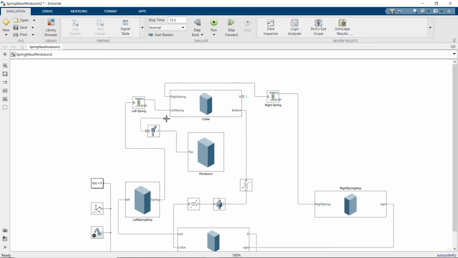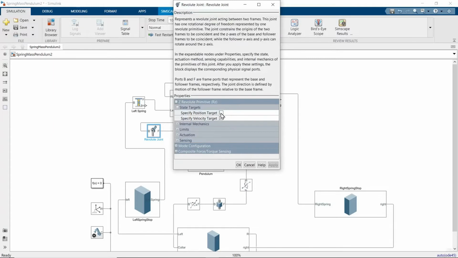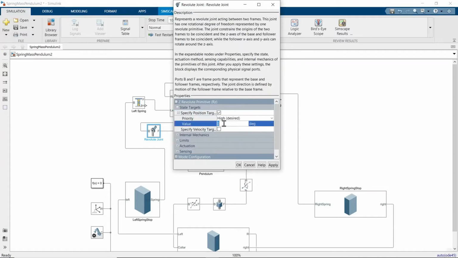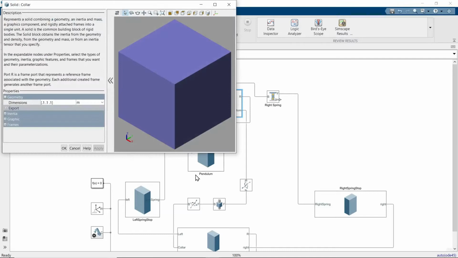Top and right. And let's also give this an initial position. Let's say it's at 45 degrees. Apply and OK. I need to set the masses. I forgot to set the mass.